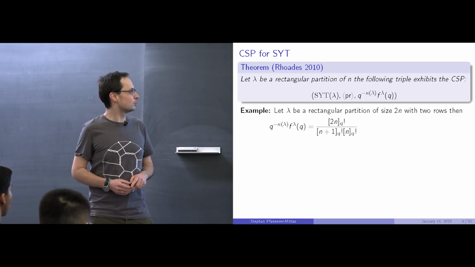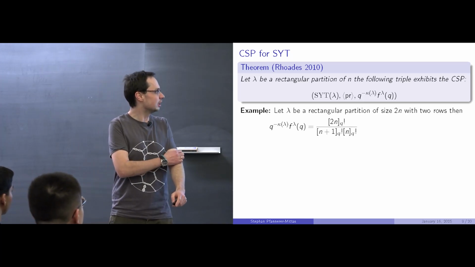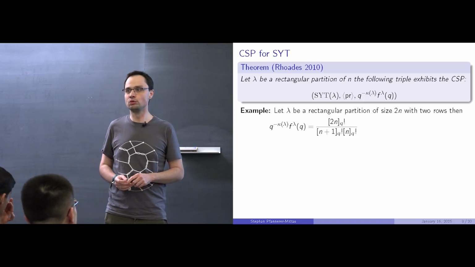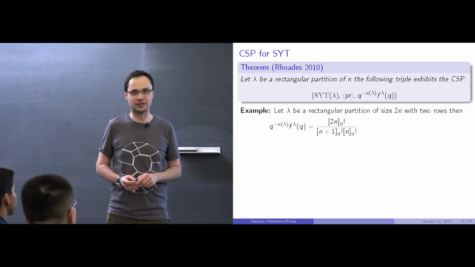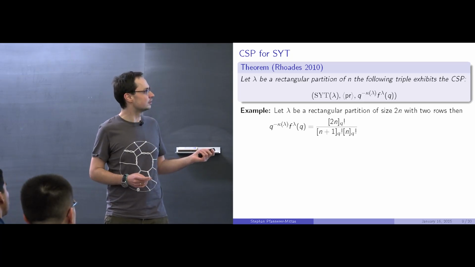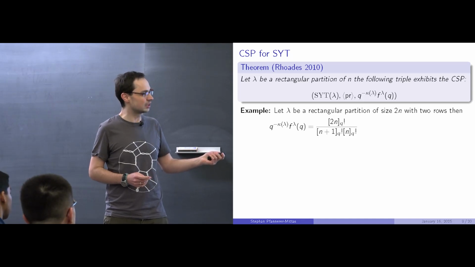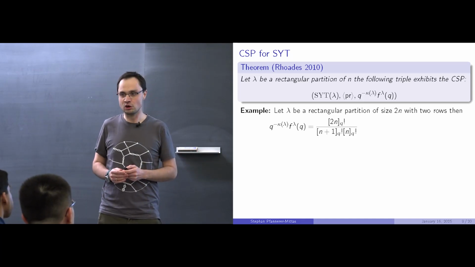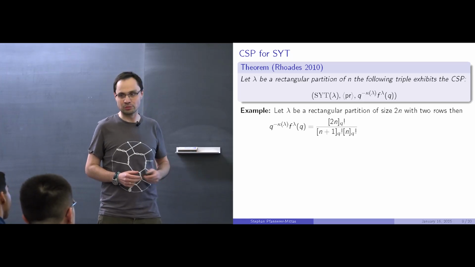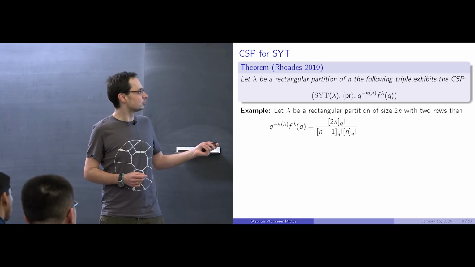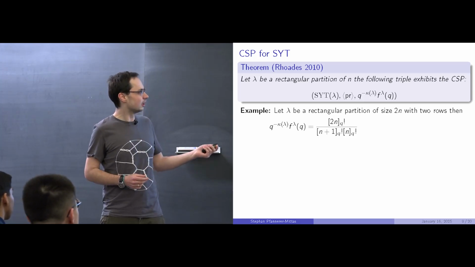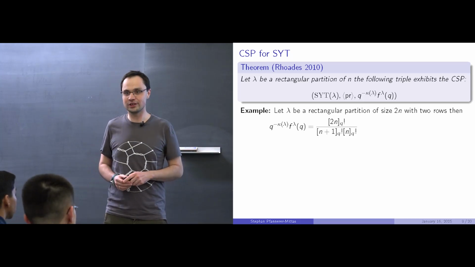Okay, let's do a simple example. If I take a rectangular partition with 2 rows, of size 2n, so with n boxes in the first row and n boxes in the second row, then it's not too hard to convince yourself that the hook values give us an n factorial and an (n plus 1) factorial. So we get this here as the q-analog. And have you seen that number before already today?